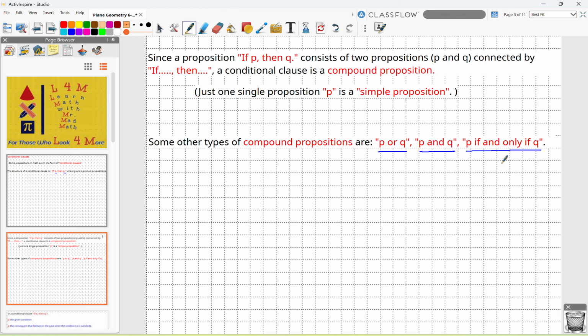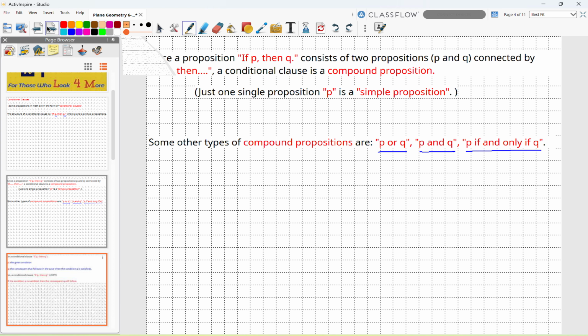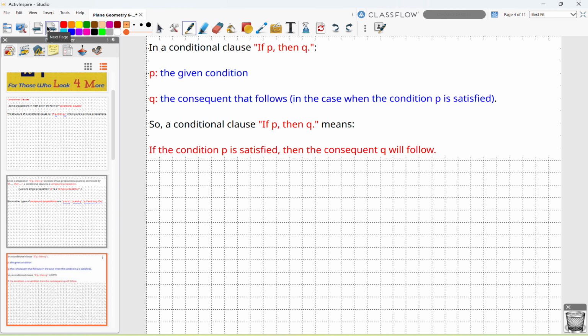When you see only one single proposition like P, Q, those are simple propositions. But when you see two or more propositions connected to each other, those are called compound propositions. Such types of propositions, compound propositions, are taught in discrete math in logic. But in our video here, we will just focus on conditional clauses.